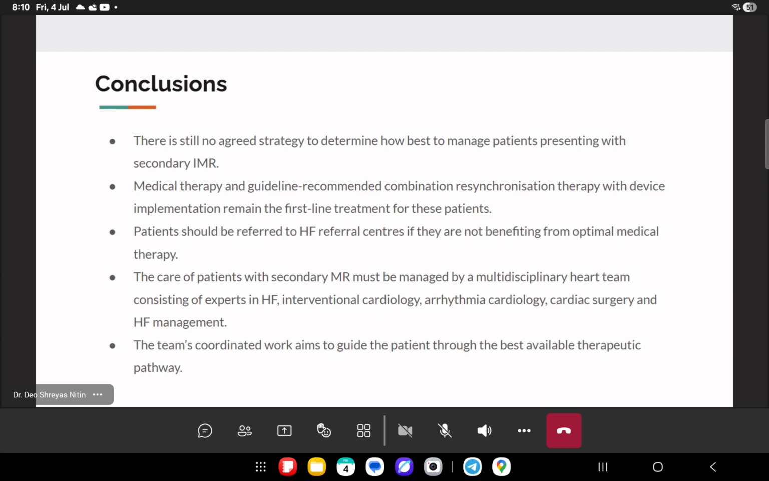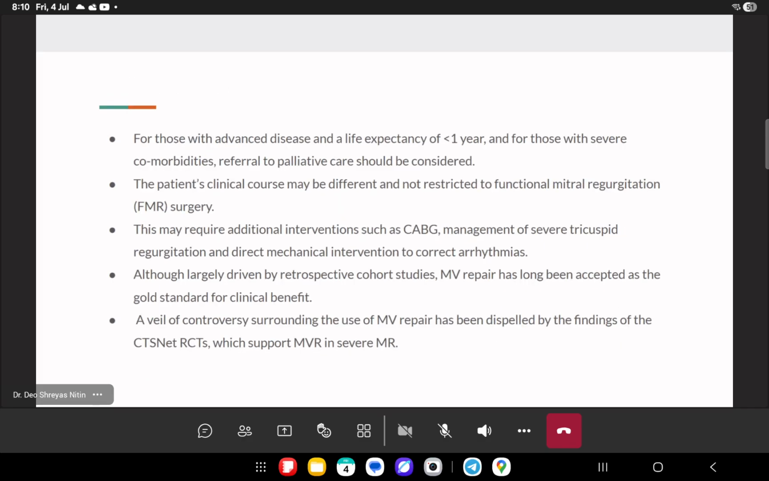The care of patients with secondary MR must be managed by a multidisciplinary heart team consisting of experts in heart failure, interventional cardiology, arrhythmia cardiology, cardiac surgery, and heart failure management. The team's coordinated work aims to guide the patient through the best available therapeutic pathway. For those with advanced disease and a life expectancy of less than 1 year, and for those with severe comorbidities, referral to palliative care should be considered.